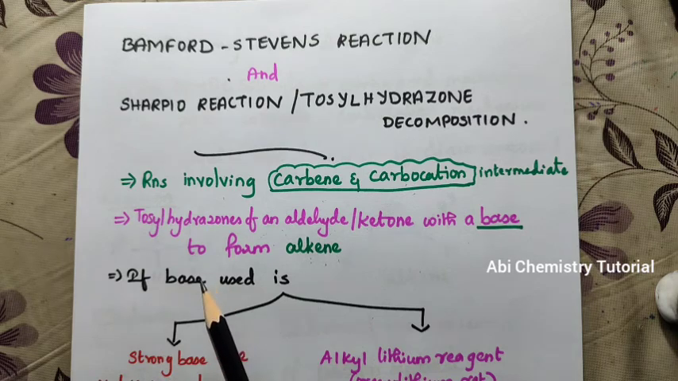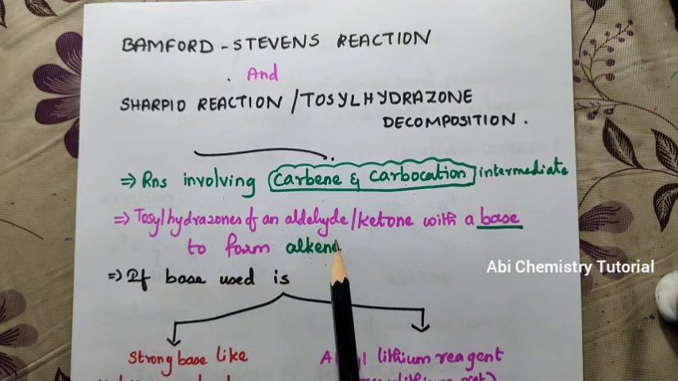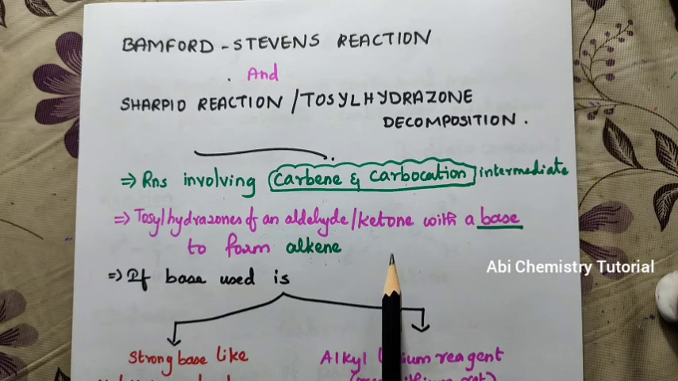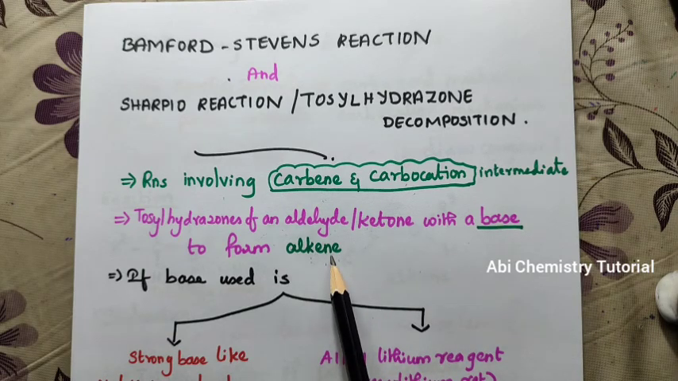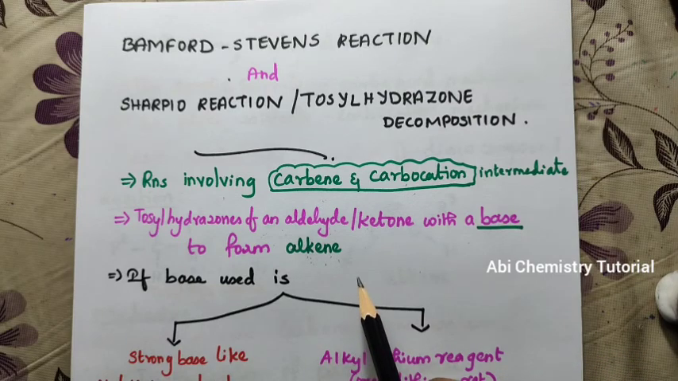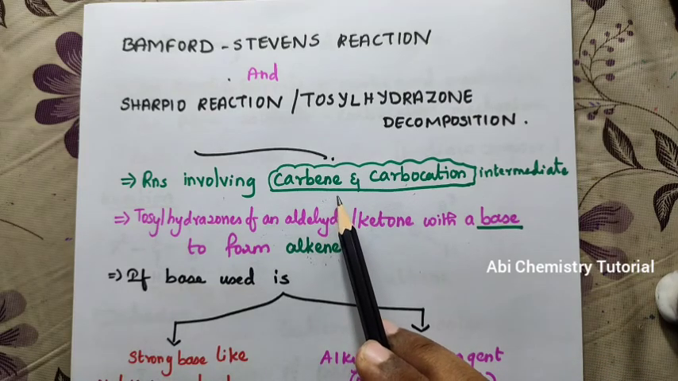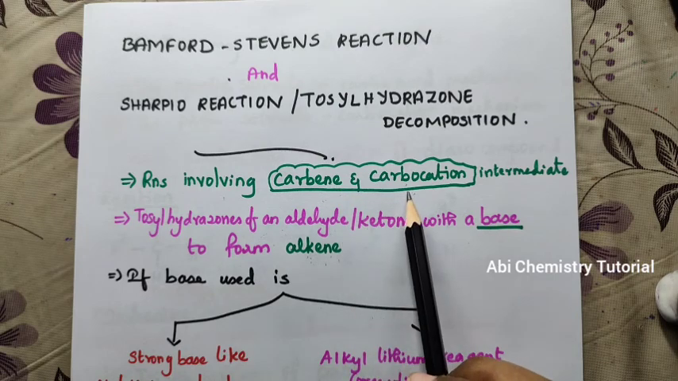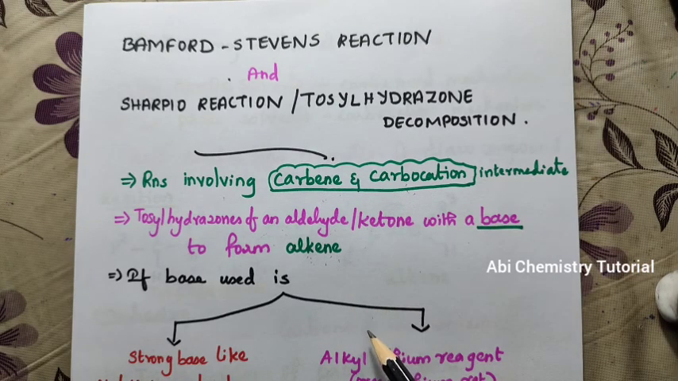So what is the Bamford-Stevens reaction and what is the Shapiro reaction? In common, tosylhydrazones of an aldehyde or ketone react with a base to form an alkene. So tosylhydrazones of an aldehyde or a ketone with a base will give an alkene, and this is called the Bamford-Stevens reaction and the Shapiro reaction. These reactions involve two pathways: one is the carbene intermediate and one is the carbocation intermediate.